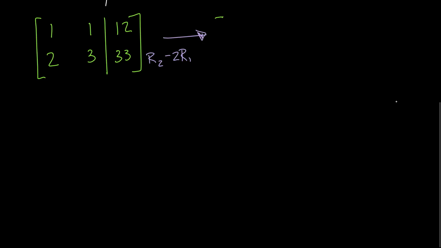So, my row 1 is staying exactly the same. What is 2 minus 2 times 1? 0. What we wanted to get. Perfect. What is 3 minus 2 times 1? What is 3 minus 2 times row 1?